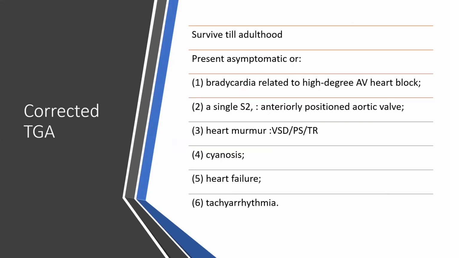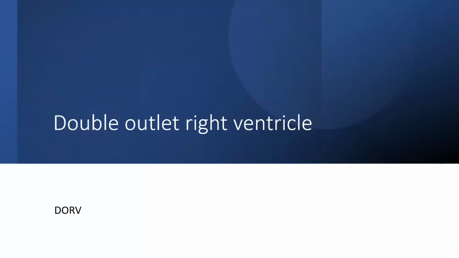Now, what do you get in this? In a congenitally corrected transposition, these people may survive till adulthood. They may be presenting asymptomatically, or they can have a bradycardia because of the high degree AV block. Again, they can have a single S2 because of an anteriorly positioned aortic valve. They can have one of these murmurs because these can all be associated with them. Cyanosis is possible, heart failure, and tachyarrhythmias. So if at all you see an adult with a transposition, that person probably has a congenitally corrected transposition, where the arteries are switched and still carry out their functions, only the ventricles are wrongly placed. Okay, again, this is a differential for a single S2.